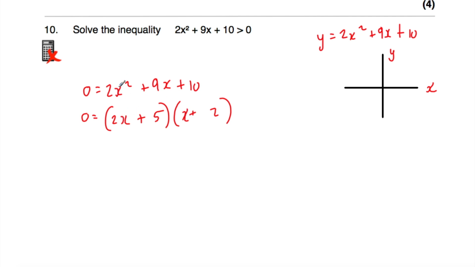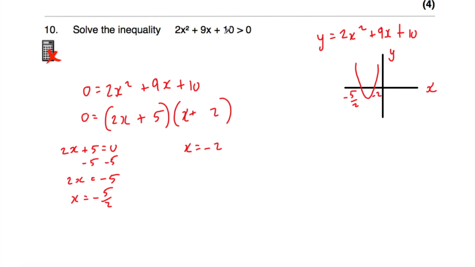2x times x would be 2x squared, and then 2x times 2 is equal to 4x, and 5 times x is 5x, and 4x plus 5x is 9x, and then 5 times 2 is equal to 10. So yeah, that works. So let's get our solutions here. So here, either x is equal to minus 2, and in terms of this bracket, I like to put them equal to 0. 2x plus 5 is equal to 0. Take away 5 and take away 5. We're going to get that 2x is equal to minus 5, and then dividing by 2, x is equal to minus 5 over 2, or minus 2.5. So that means that this quadratic will cross the x-axis at minus 2.5 and minus 2. So it's going to look something like this. So it's going to cross at minus 5 over 2, or minus 2.5, and minus 2.